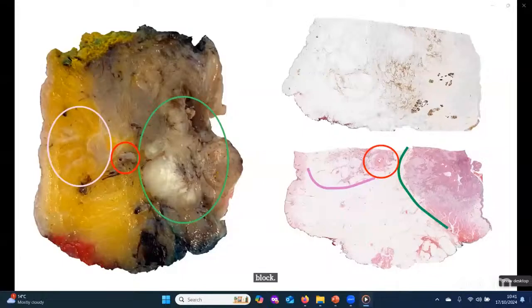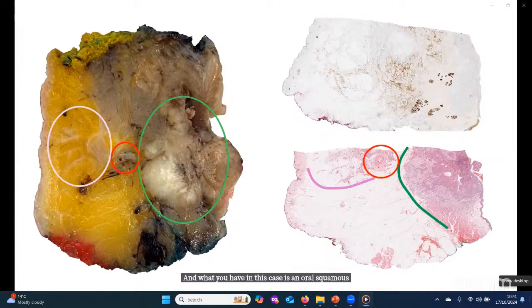And what you have in this case is an oral squamous cell carcinoma with a coincidental metastatic adenocarcinoma from a distant site. So this case illustrates the importance of macroscopy, as appearances such as this, highlighted in pink, can be subtle and potentially missed if you don't examine specimens thoroughly.